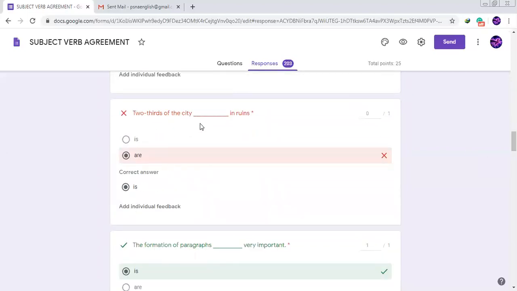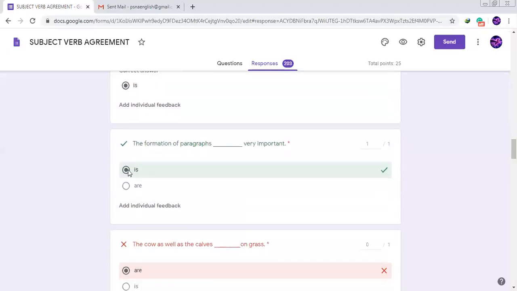Now, "two-thirds of the city". I told you this rule: one-third of the, one-fourth of the, some of the. When you come across such phrases at the beginning of the sentence, you must look at the following thing, the city. So one-third of the city, two-thirds of the city, the city is singular. So the answer is "is". Do you remember the example? "Some of the music", music is singular, so we use "is". Similarly, two-thirds of the city, city is singular, so the answer is "is".